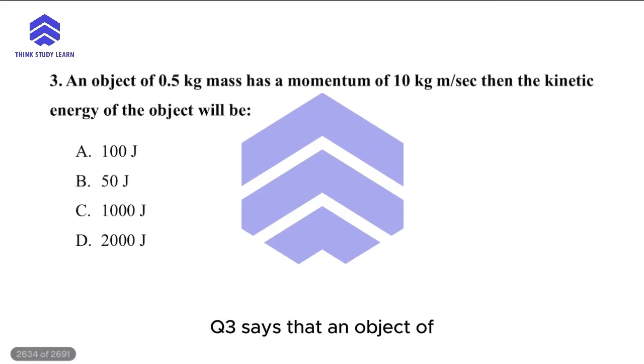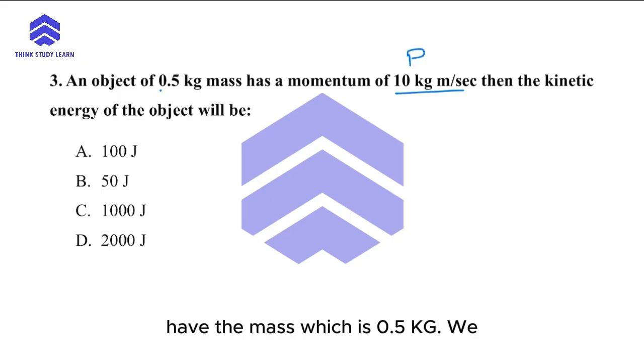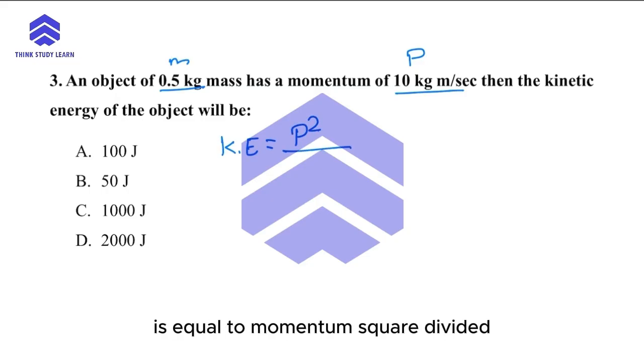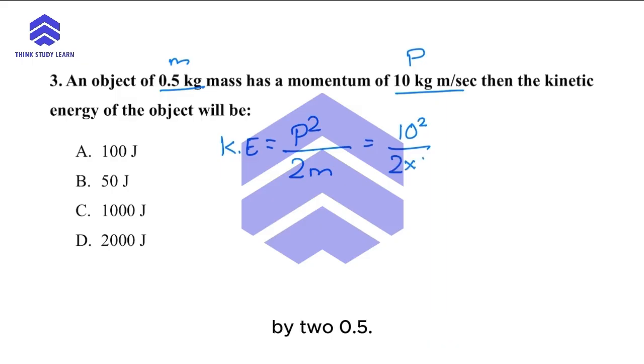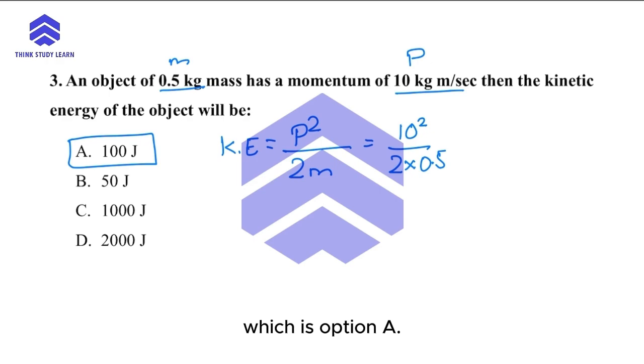Question 3 says that an object of 0.5 kg mass has a momentum of 10 kg meter per second. Then the kinetic energy of the object will be. In the question, we have the momentum which is 10 kg meter per second, and we have the mass which is 0.5 kg. We know that the formula of kinetic energy is equal to momentum square divided by 2 into mass. Now we will put the values which will be 10 square divided by 2 into 0.5. After solving it, we will get 100 joule, which is option A.